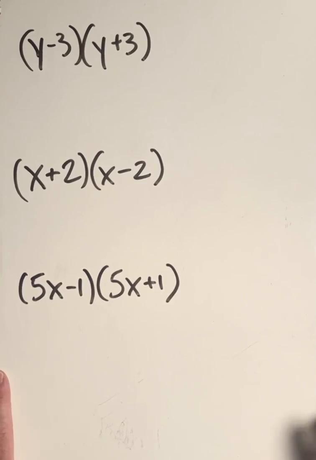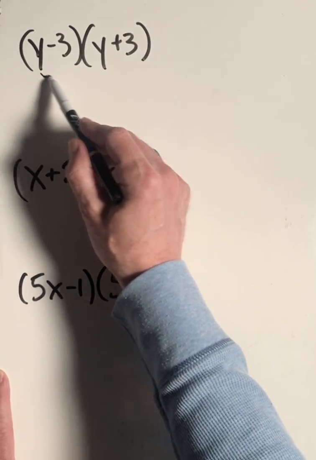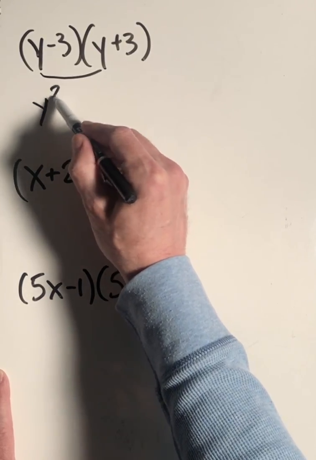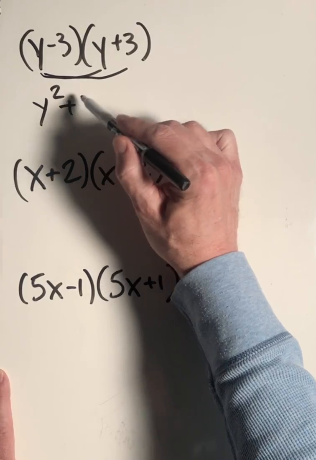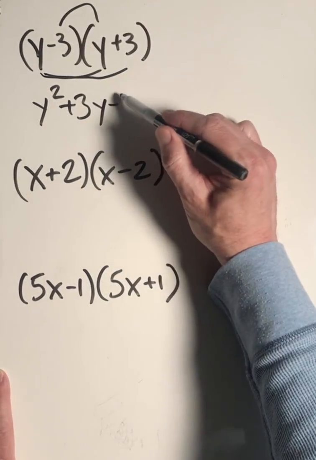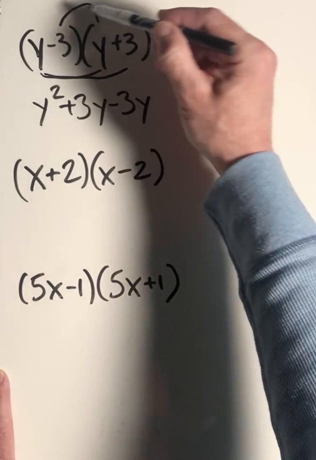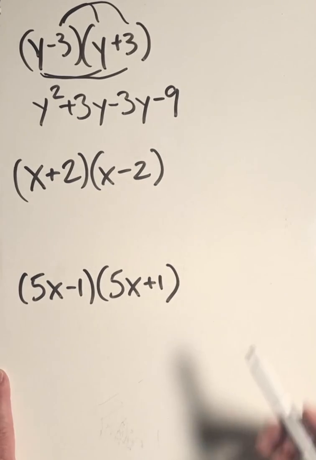We're still going to multiply these using FOIL, so the first term times the first term, y times y, is y squared. Y times positive 3 is positive 3y. Negative 3 times y is negative 3y. And negative 3 times positive 3 is negative 9.